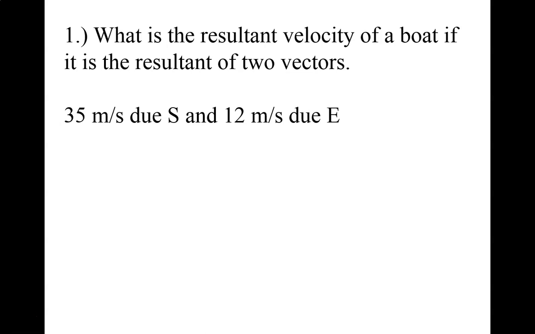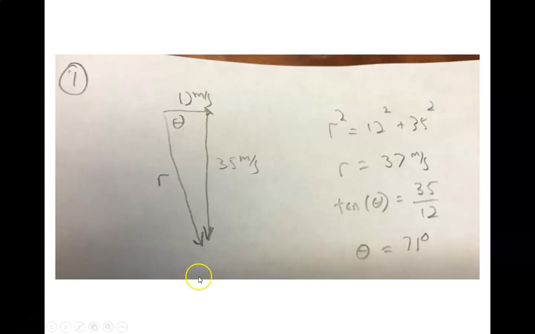So we'll work a quick example. What's the resultant velocity if the velocity is the result of 35 meters per second south and 12 meters per second due east? And so I drew my 12 meter per second east vector, and then I added to that my 35 meter per second south vector. And then we're going to use Pythagorean's theorem. 12 squared plus 35 squared equals R squared, where R gives me 37 meters per second here.